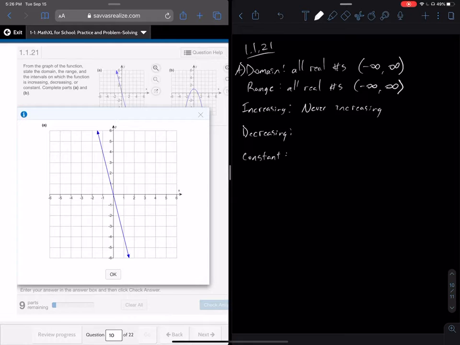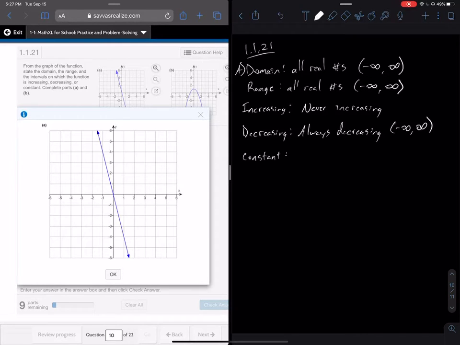Now, when is it decreasing? Well, always. It starts at infinity on the left, and then it's just going to keep going down for as long as this graph exists. It's just going to get smaller and smaller y values. So always decreasing, and that would be from negative infinity to positive infinity if they're looking for interval notation.